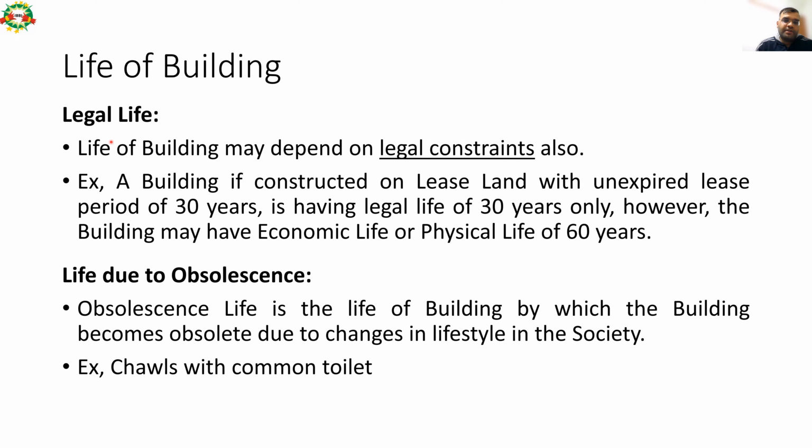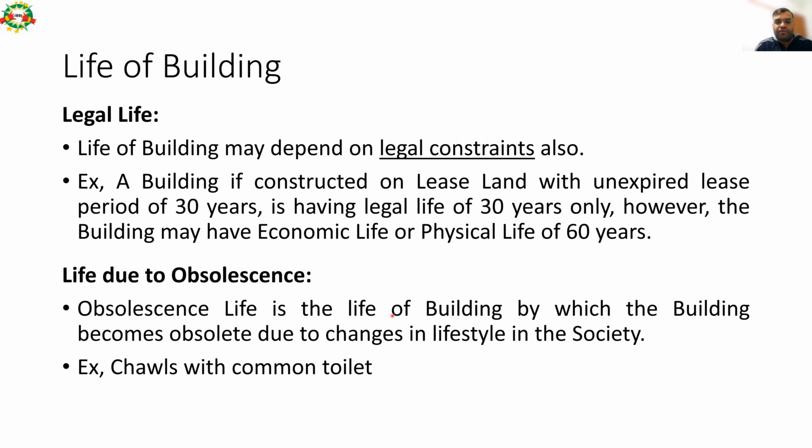The third type of life is legal life. The life of a building may also depend on certain legal constraints. So let us understand this concept with the help of an example. A building constructed on leased land with an unexpired lease period of 30 years has a legal life of 30 years only. However, the building may have an economic or physical life of 60 years. So if the unexpired period of the lease is 30 years, then for us the legal life of the building is 30 years only. Then there is life due to obsolescence.